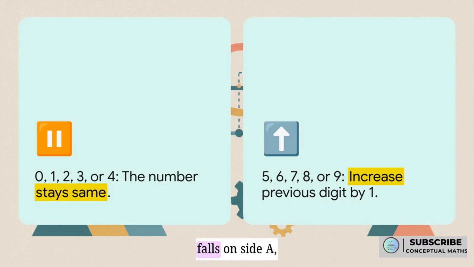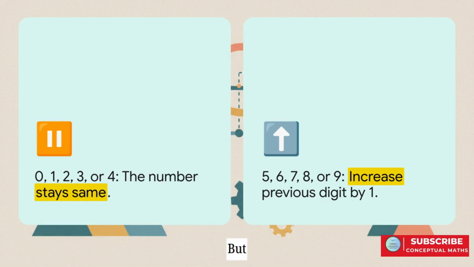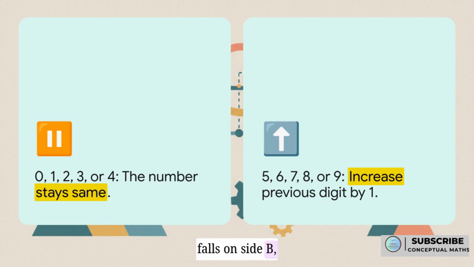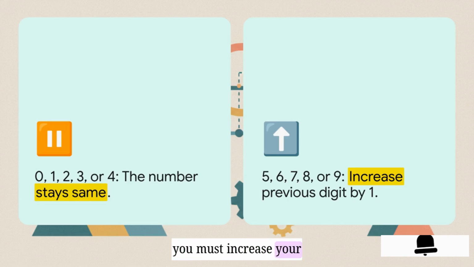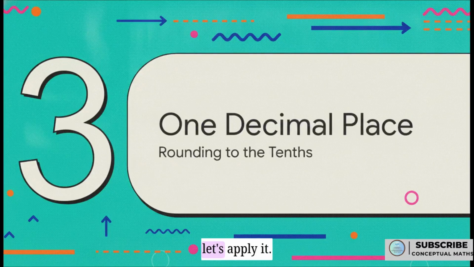If that next digit falls on side A, meaning it's a 0, 1, 2, 3, or 4, your target number stays exactly the same. But if that next digit falls on side B, meaning it's a 5, 6, 7, 8, or 9, bam, you must increase your target digit by 1. That's the whole trick. All right, let's apply it.